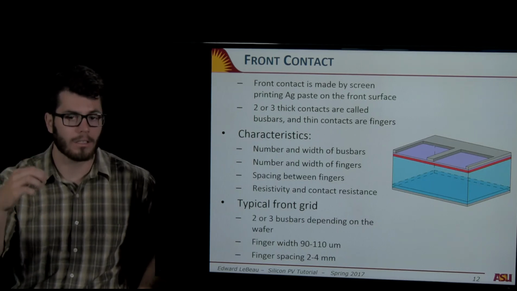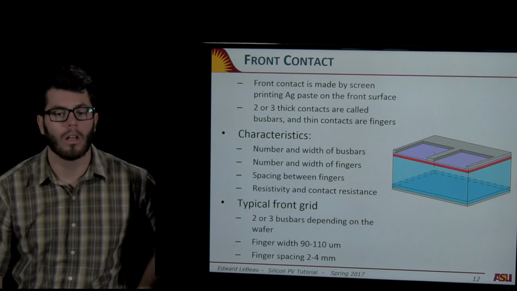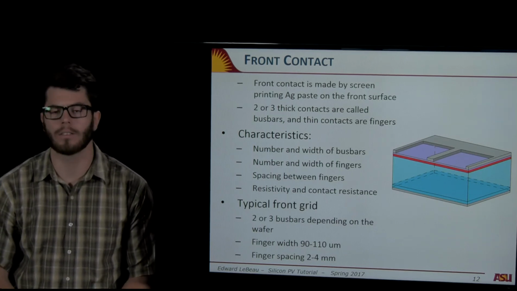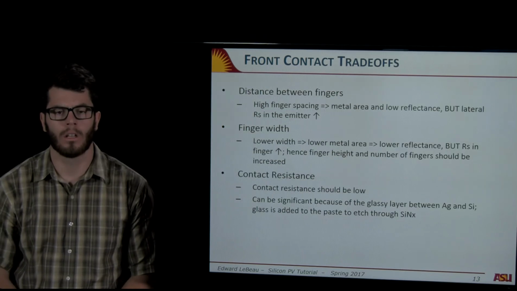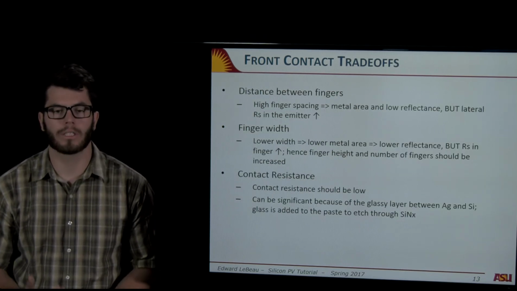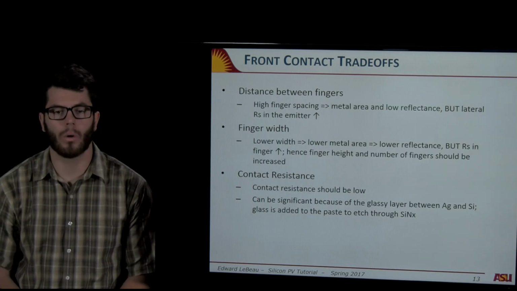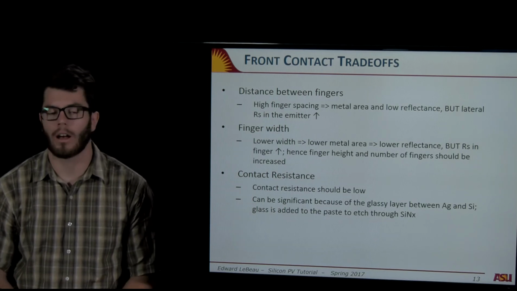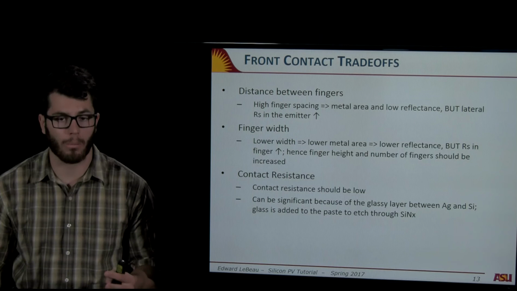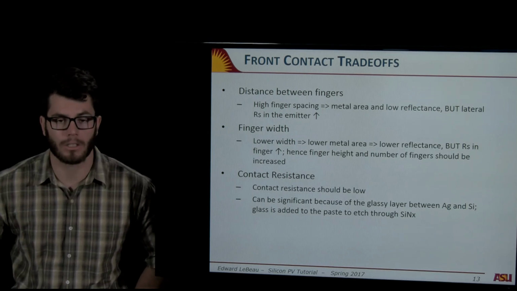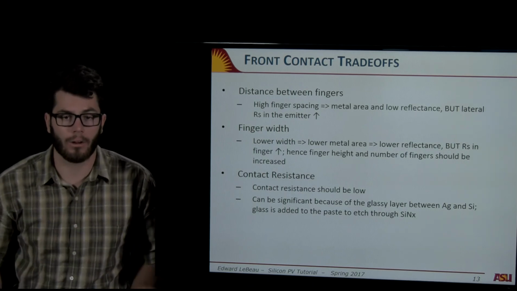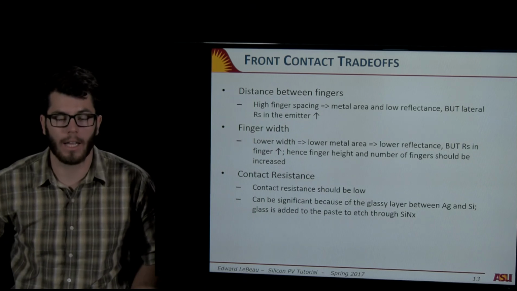Because if you have tons and tons of bus bars and tons of fingers, you'll have really low sheet resistance, but you'll shade a lot of your wafer. So typically you have 2 to 3 bus bars. Your finger width is about 90 to 100 microns, and they're about 2 to 4 millimeters apart. So like we mentioned before, if your fingers are very far apart, you have very low shading and very high sheet resistance. I'm saying this backwards. Similarly, with finger width, if you have a really low width, you'll have very low shading, low metal area. But again, your series resistance will be very high.